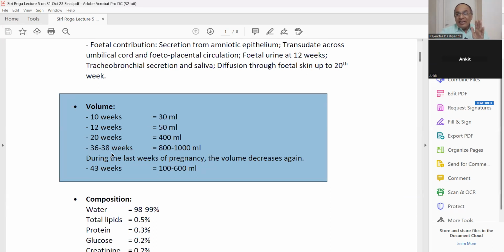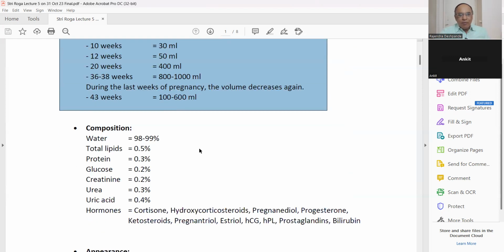And then 9 months, full term baby. Complete 9 months. How much? 800 to 1000 ml. That means in some babies it may be 800, some may be 850, some may be 900. So there is a variation. 800 is also normal, 1000 is also normal. During the last week of pregnancy, the volume again decreases a little, coming down to 100 to 600 ml. But that is at 43 weeks. Remember this.